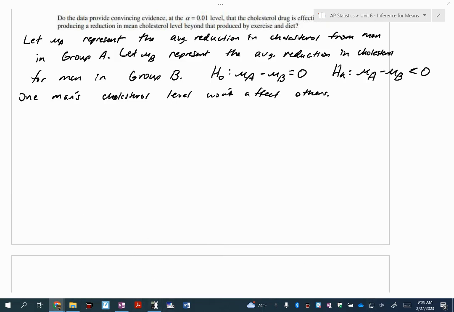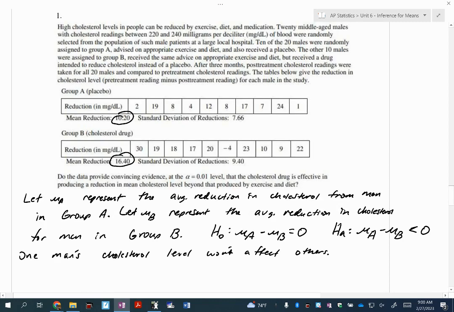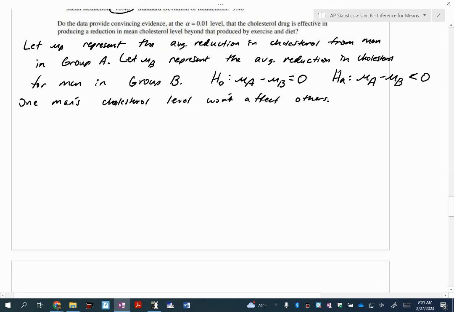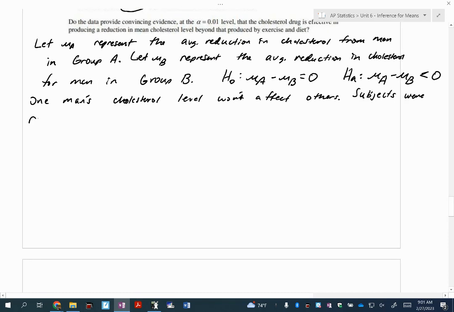Now, for the other assumption, you can do the independent groups assumption here if you want. You don't have to. It's up to you if you want to do it now. I'm going to wait till the end, but the order doesn't matter. We do need to check randomness. It does say that they were randomly assigned to each group. So subjects were randomly assigned, so that's good.